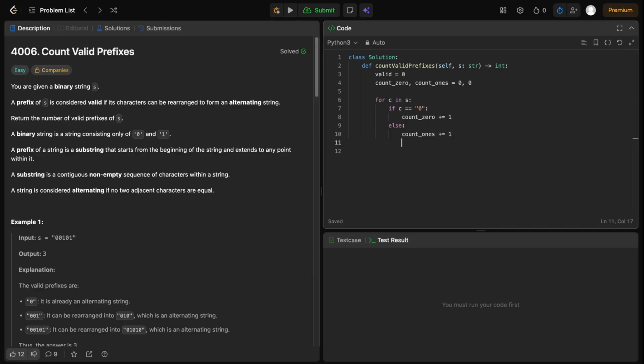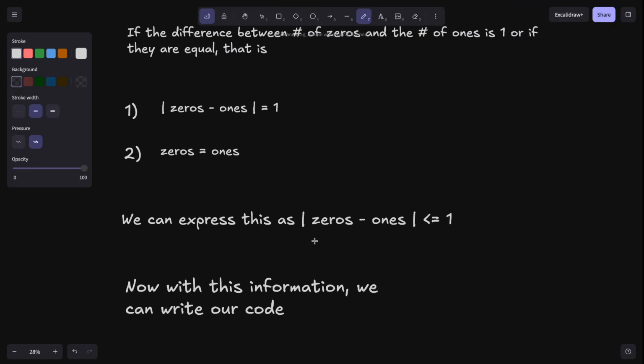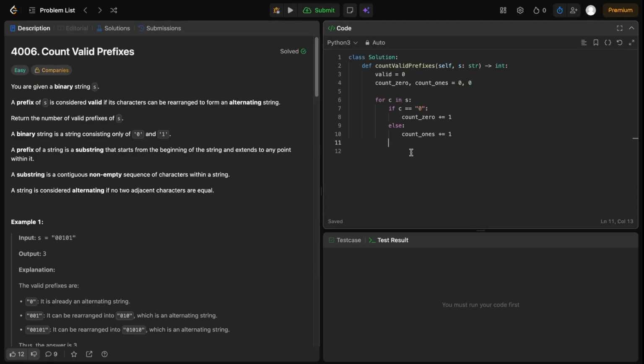And now we need to check if it was valid. If we go back to our condition, if the number of zeros minus ones, in absolute difference, is less than or equal to 1, then it is valid, and we can increment valid by 1. So if the absolute difference between count 0 minus count 1 is less than or equal to 1, we increment valid plus equals 1, and now we can return valid, and that is our solution.